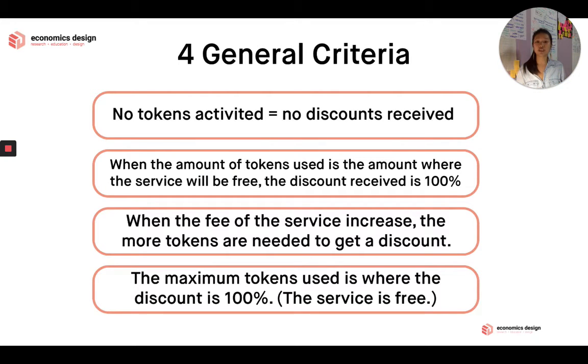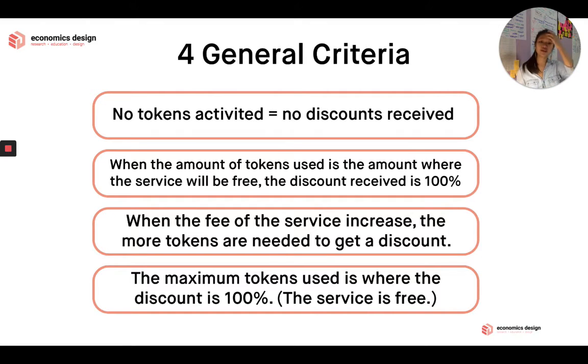So what are the 4 general criteria? The first one, these are all very straightforward stuff. If no tokens are activated, you don't get any discounts. Pretty straightforward. When the amount of tokens used is the amount where the service is free, the discount received is 100%. So this sounds very basic, but we can put them into a formula, and this is an important formula because now we know that the total amount of tokens used equals the amount when the service is free. That means discount is 100%, or it's 1. And this is a new constraint that can be very helpful in designing your function.